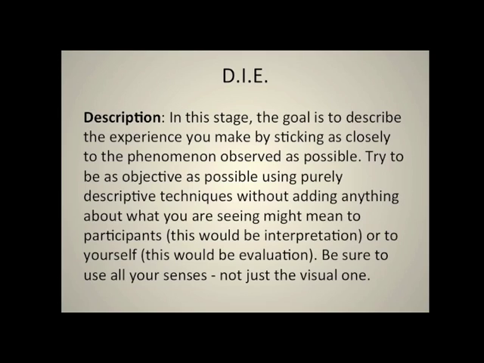So here goes. Description, this first stage of analysis, the goal is to describe the experience or the subjects by sticking as closely as possible to the phenomenon that we're observing. So we're going to be looking at two paintings or two murals. The first stage will be describing what we're looking at and just sticking to description, right? Not interpreting and not evaluating in any way. So it's very objective. We'll try to be as objective as possible using purely descriptive techniques.